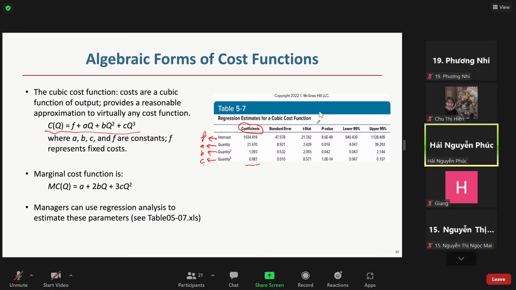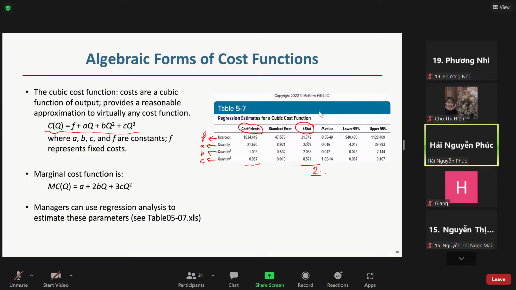Now, if we want to know the significance, the statistical significance, you should have a look at the t-statistic. As a rule of thumb, we have discussed before, you should compare with the number of 2. And you can see that all of these t-statistics are greater than 2.